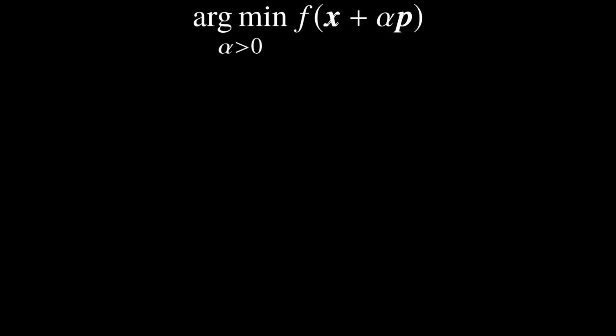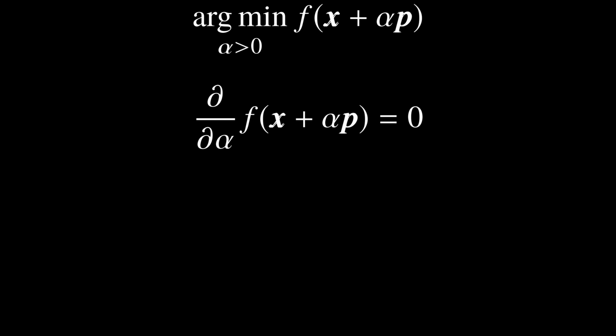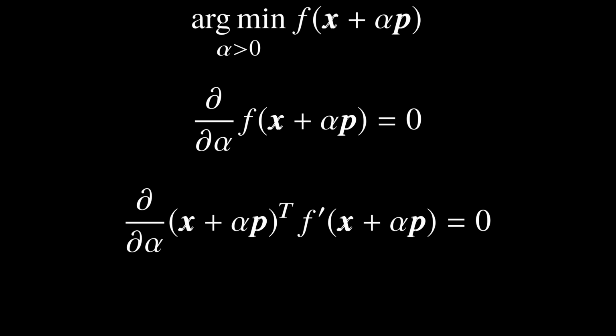So if alpha is 0, we stay where we are currently at. And if alpha is 1, we take a step of p, and so on. To solve this exactly, we derive the first order conditions by setting the derivative with respect to alpha to 0. Rearranging a bit, we finally get the equation p transpose f prime, or the gradient of f, at x plus alpha p is equal to 0, which is the exact line search condition.